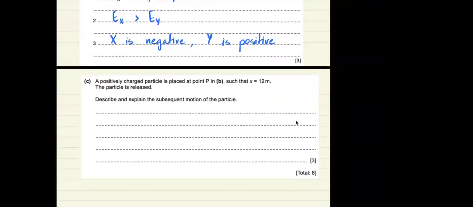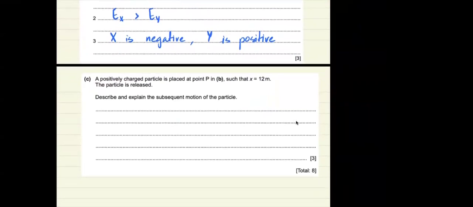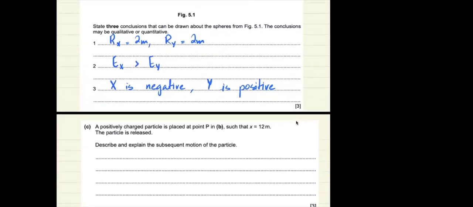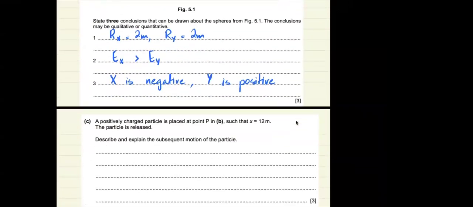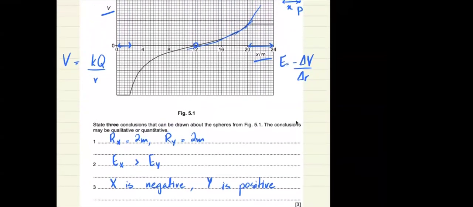Next one, a positively charged particle is placed at point P in V such that x equals 12 meters. The particle is released. Describe and explain the subsequent motion. So it's released from this point, right? So as you can see from here, the tangents just keep on getting steeper. So as you can see, this here was a positively charged particle, right?